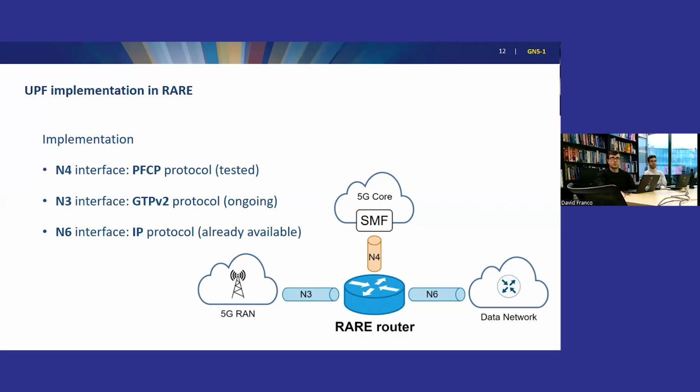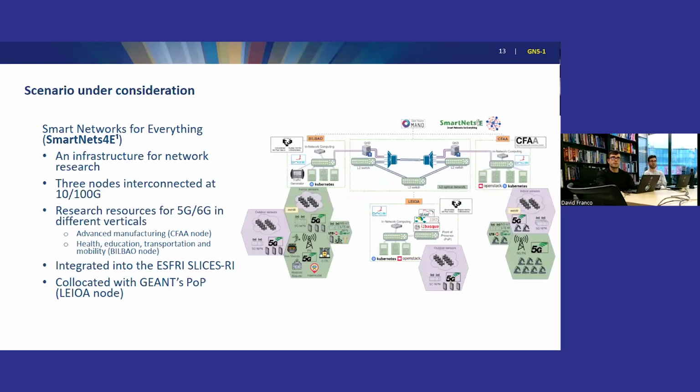And that's what we're going to talk about right now, because in our case, we plan to deploy and test it in this scenario that we can see here in our slides. The infrastructure that you can see is called Smart Networks for Everything, which is our experimental infrastructure for network research in the Faculty of Engineering in Bilbao, in the University of the Basque Country.